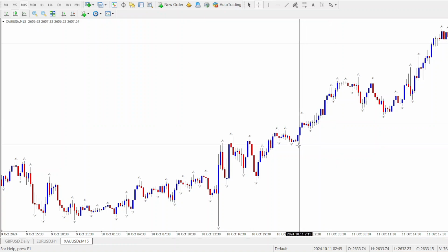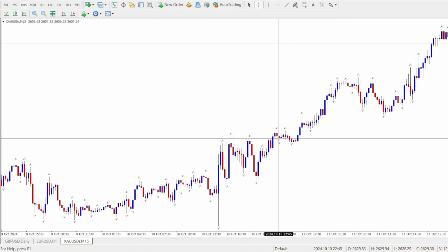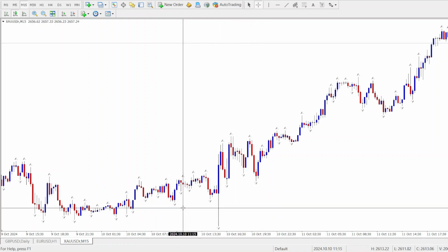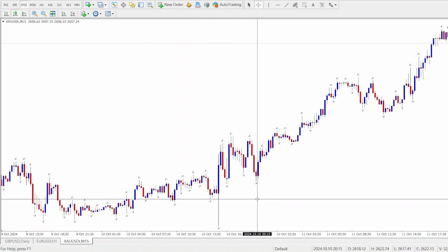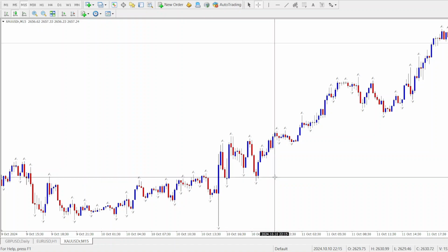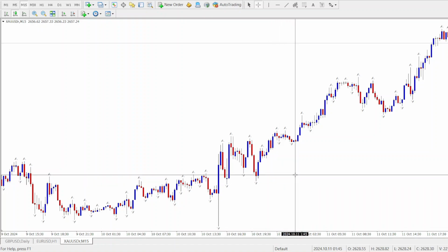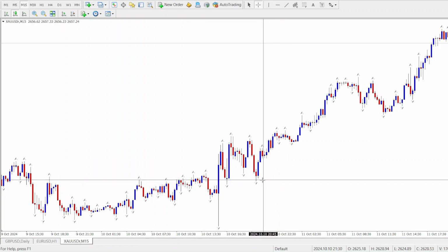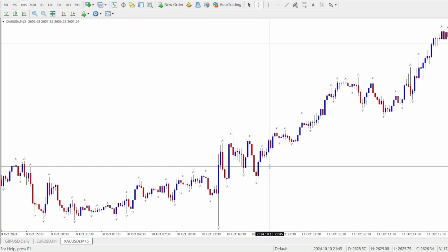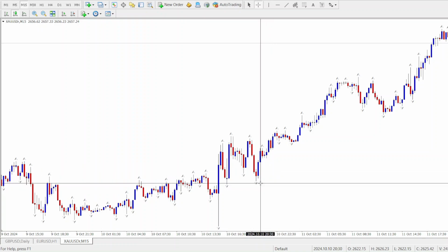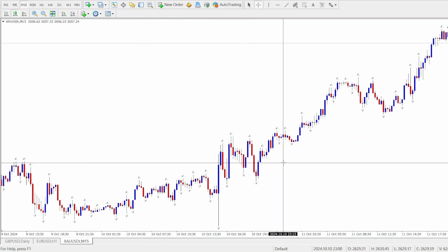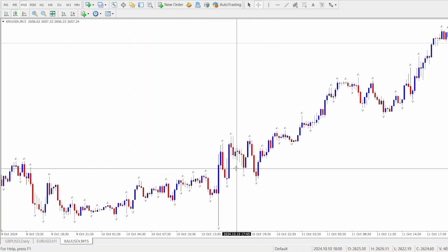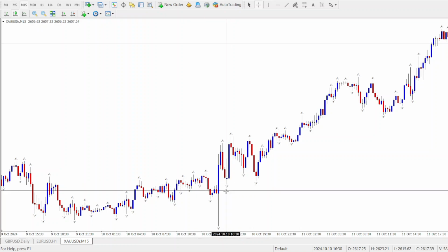A bullish fractal occurs when a low forms. When a low forms, we have a bullish fractal, such as this. These are bullish fractals, when a low forms in the middle of two higher lows. For example, we have a higher low here, a higher low here, and this is a low, so we have a fractal.